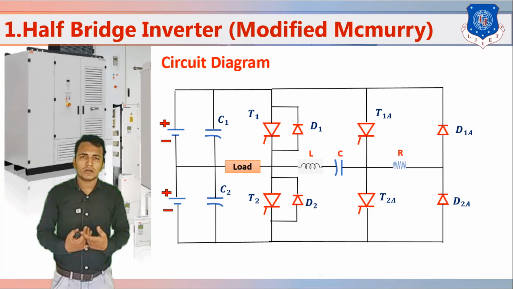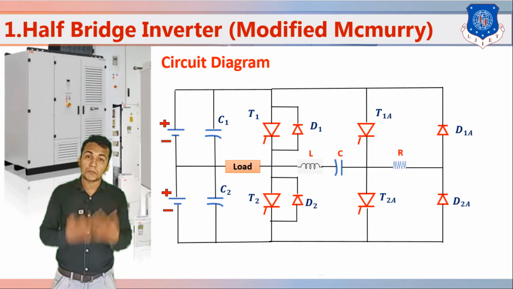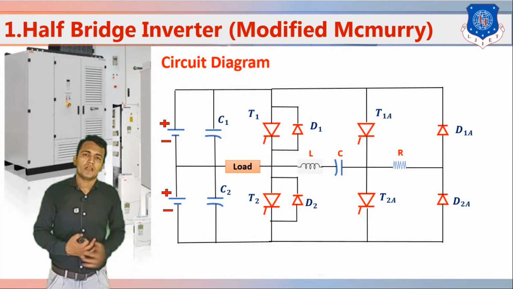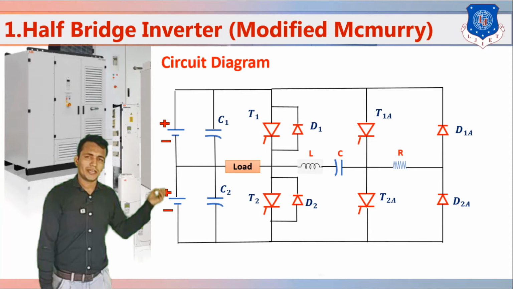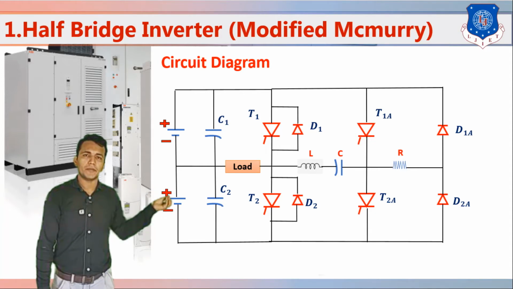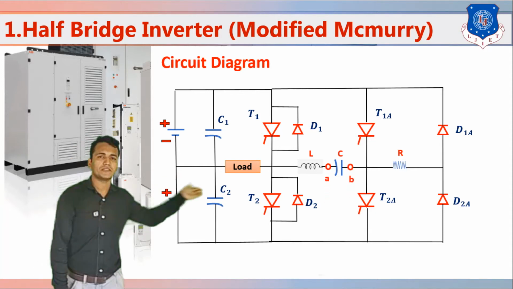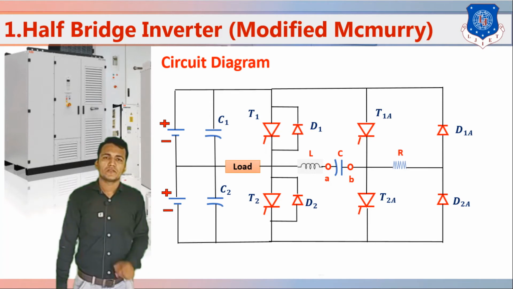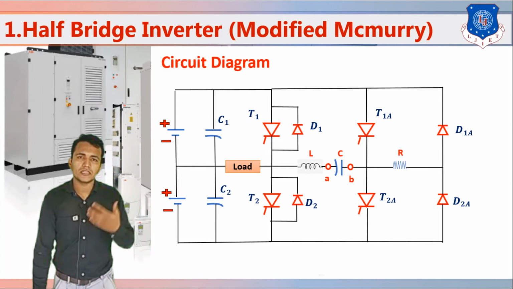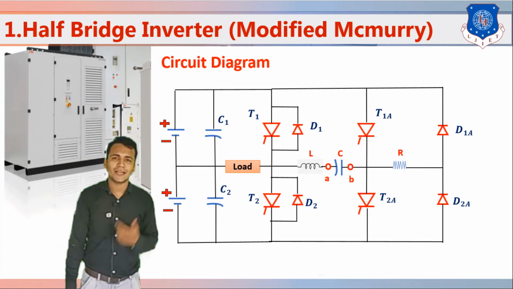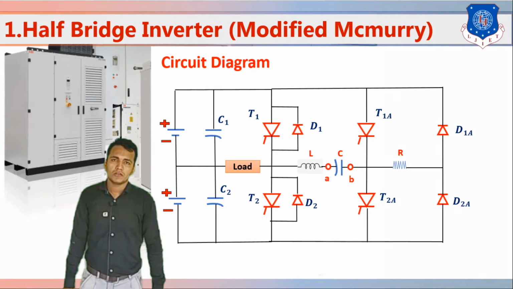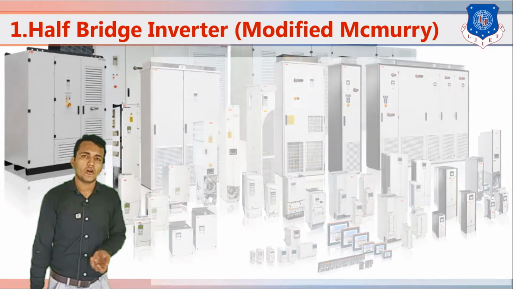Now we have to study the basic operation of this inverter. Here we have taken the A terminal and B terminal across these capacitors. So now let us start the circuit operation by step 1, step 2. So the operation.